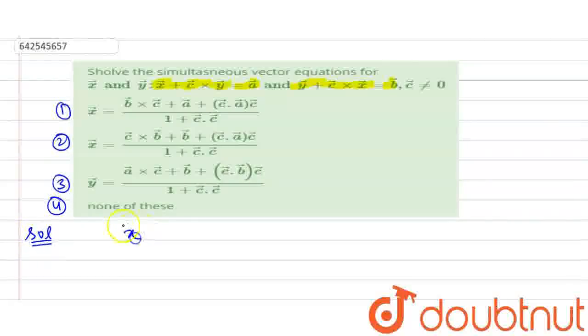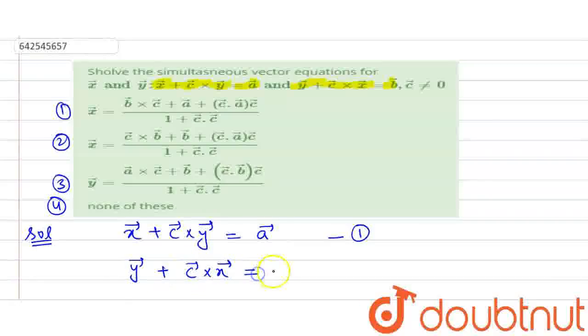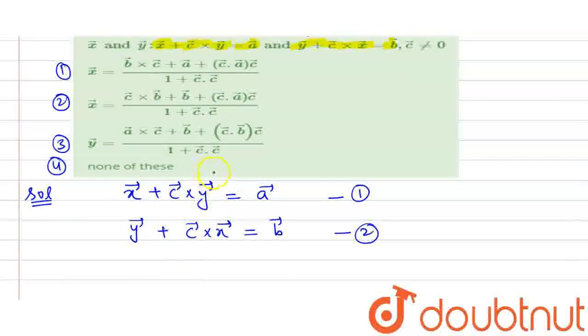So write the equations first. The given equations are x vector plus c vector cross y vector is equal to a vector, and the second equation given to us is y vector plus c vector cross x vector is equal to b vector. Okay, so this is our second equation. Now first I will take the first equation and take the cross product with c vector. So c vector cross x vector plus c vector cross y vector is equal to c vector cross a vector.